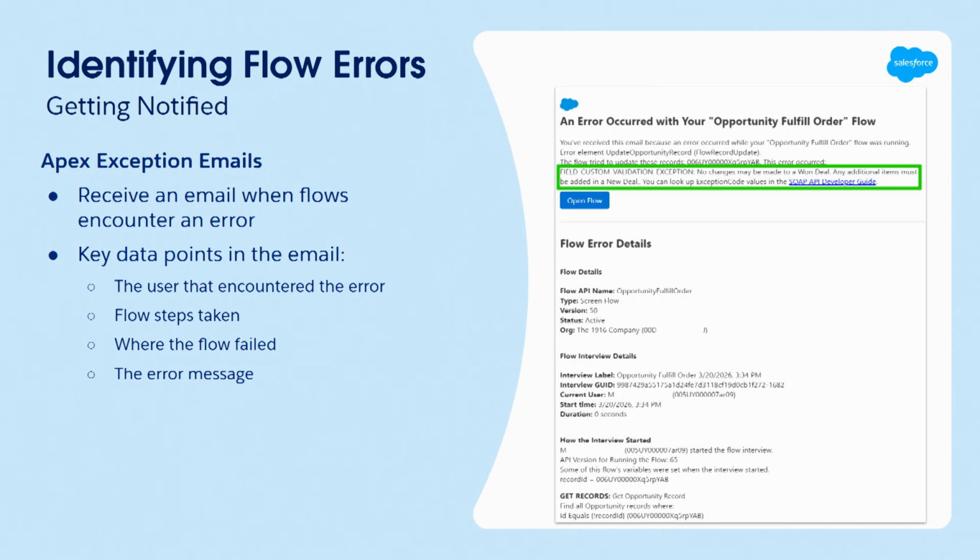Now up here on the screen on the right-hand side, we have an example Apex error email, and it's a wall of text, so don't try to read all of it. But the thing that I want to call out is up at the very top. So we can see the flow error name. It is opportunity fulfill order. That's the flow that had the issue. And then in that green text box is the actual error message. So it says something about a validation exception. So now I know that I'm going to have to look into validation rules for figuring out what exactly went wrong.